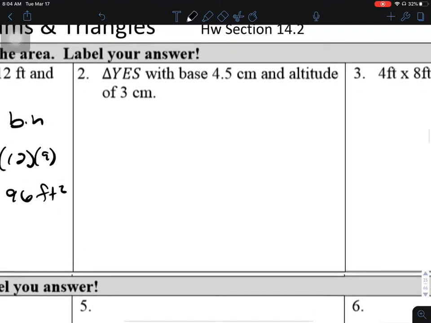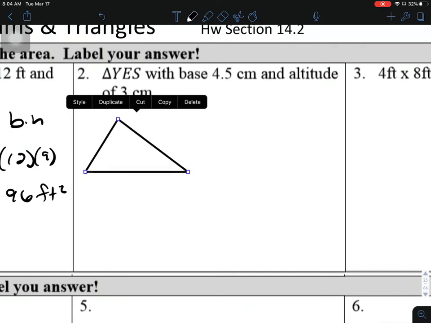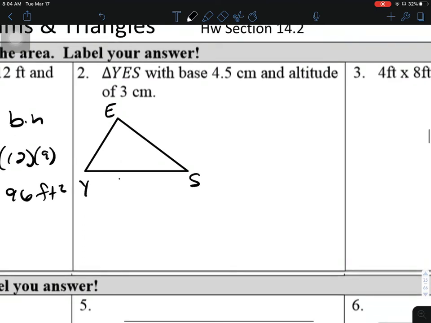Number 2, triangle, with a base of 4.5 and an altitude of 3. So we have the freedom, because it's not obvious, to label these vertices in any way that we want, because it didn't tell us which one is the base. I'm just going to make this the base down here of 4.5. An altitude, which is also a height, goes to a vertex and is perpendicular to a base. We're told that's 3.